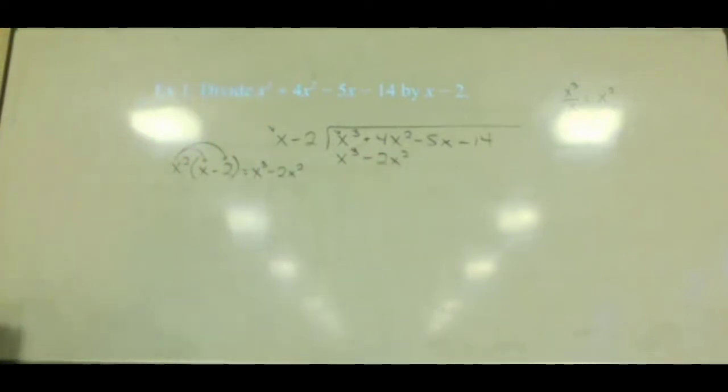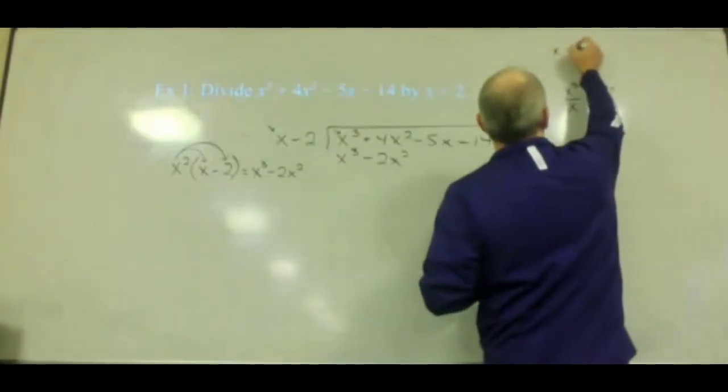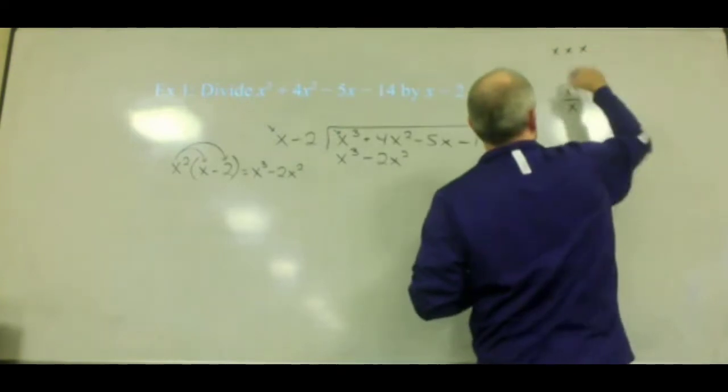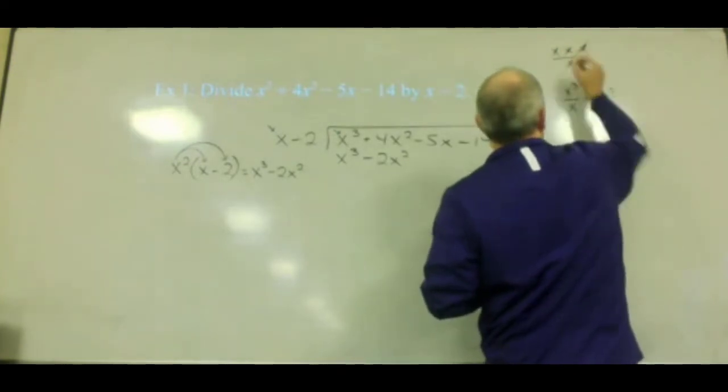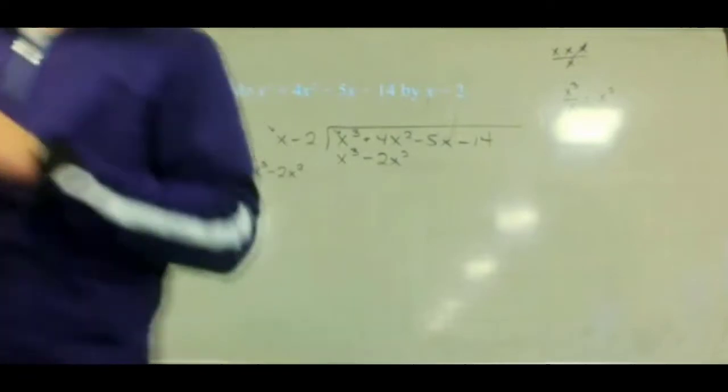Okay. Does that make sense so far? Yep, no problem. Wait, so when you divide it, you just do 3 minus 1? Yeah, you just subtract the exponents. Because the idea is you've got 3 x's multiplied together. That's what this means, divided by 1 x. And so one of them just cancels out.